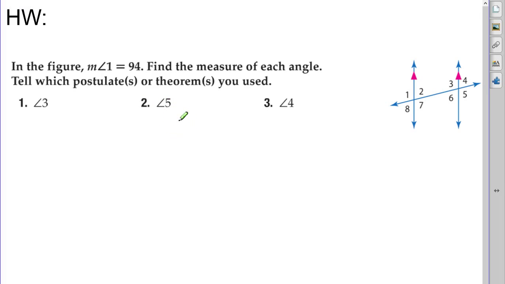So for homework for tomorrow, given that angle 1 is 94 degrees, so we're talking about this angle right here, find angles 3, 5, and 4, and then explain how you used angle 1 to get that. Okay, I'll see you in class.